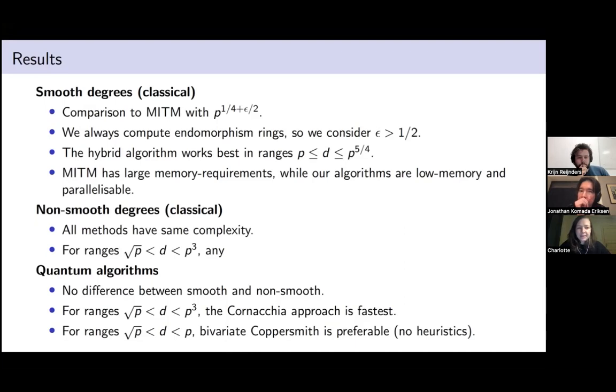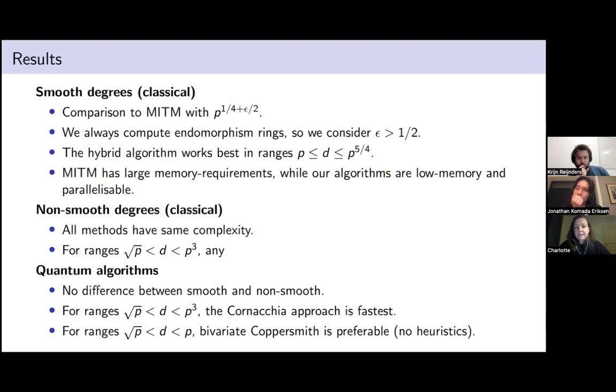We can basically use any of the methods for non-smooth degree, but of course we have the issue with the Kornacki heuristic that we have to decide whether we want to look at only smaller parameters, or whether we want to accept this small failure probability in the Carnacki's case.